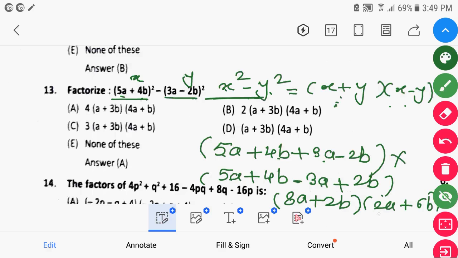Now the common thing in all the terms is 2. 2 can be taken out. So if we take out 2 from all the terms, this 8a becomes 4a, this 2b becomes b, this 2a becomes a, and this 6b becomes 3b. So your answer is answer B.